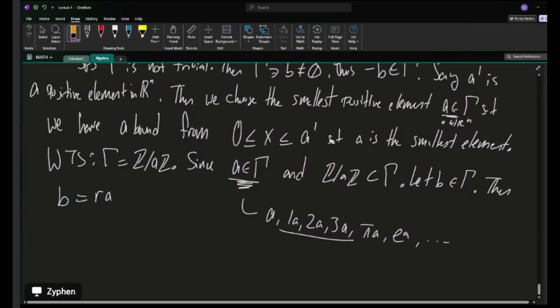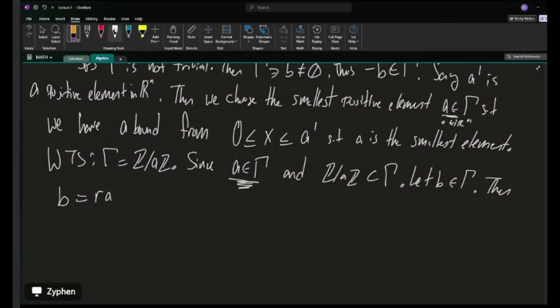All multiples of A. But we know at the minimum that AZ itself is going to be a subgroup of gamma.